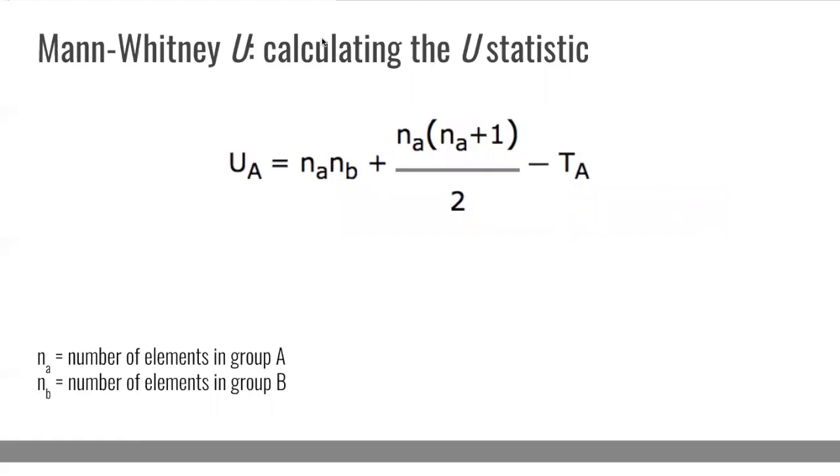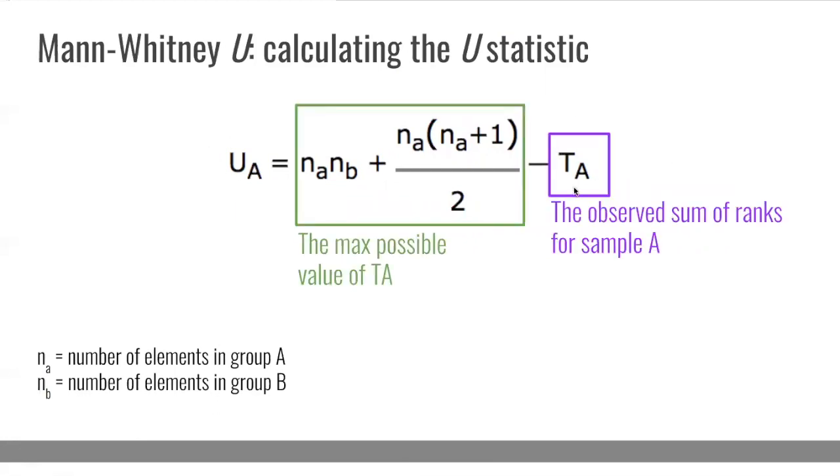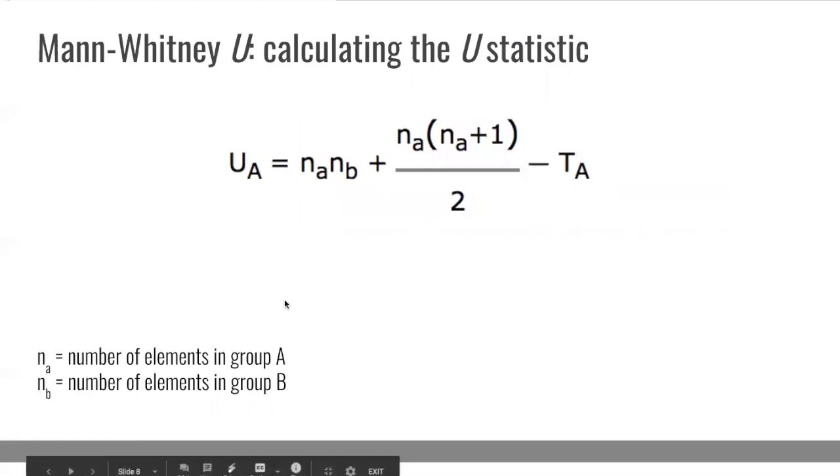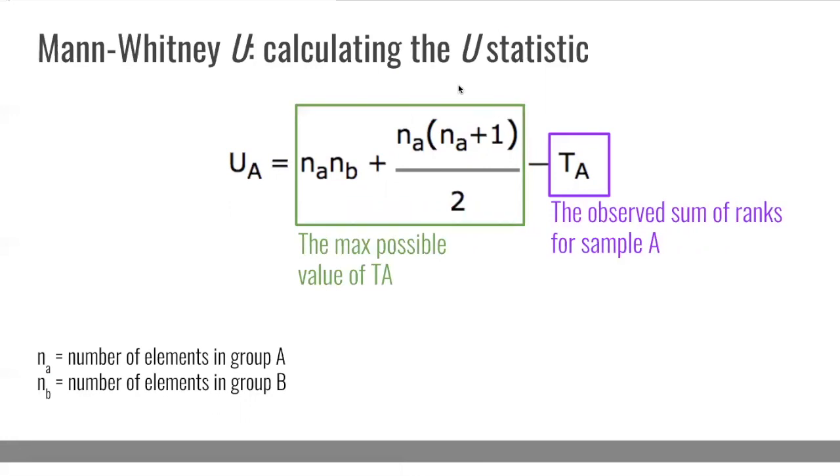What this does, and the reason it's called the U statistic, is because we are looking at the number of elements in group A and the number of elements in group B and calculating our statistic for this sample of data. What T_A stands for is the observed sum of ranks for sample A, which is what we calculated here. And N_A is the number of elements in group A, and N_B is the number in group B. If we look back at the data, what we would see is that the maximum possible value of T_A is calculated in the green box. If we subtract the observed sum of ranks, we would then get our U statistic.